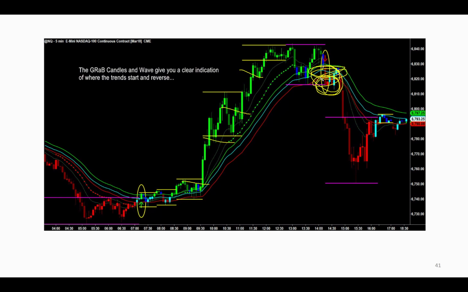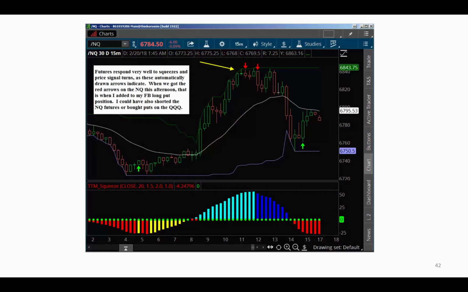That complements things like the tick, but it comes in there and really nails what is going on in the price action. From there, what I found is that futures respond very, very well to not only squeezes, but price signal turns, okay? This tool right here automatically draws arrows at the specific price signal turns that we're looking for. This is a 15-minute chart of the NASDAQ futures. Today we had a nice rally, but the NASDAQ futures petered out here, and from there we actually gave up almost all of the gains the NASDAQ made by the close. Those are the kind of simple things that the futures respond very well to.